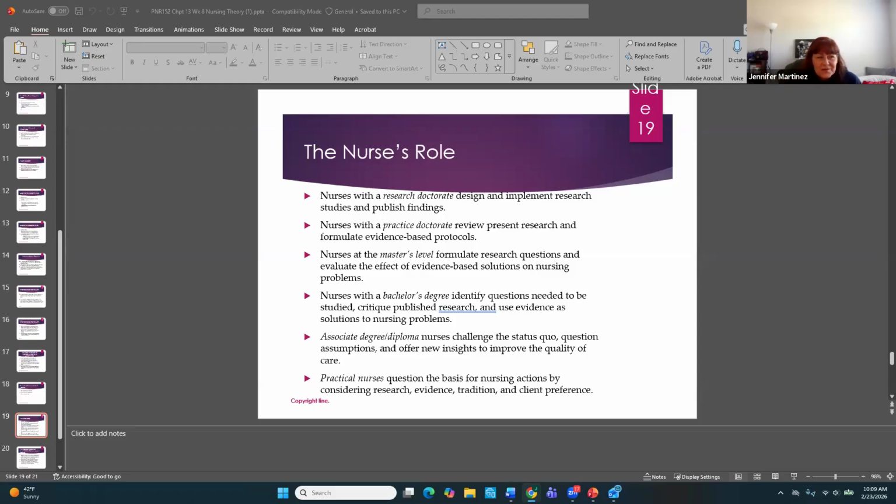And then your practical nurses, again, question the basis for nursing actions by considering research, evidence, tradition, and client preference. So, what does that mean? As a future practical nurse, you can participate in research. You can look at current articles while you're in school or even when you get out into practice.